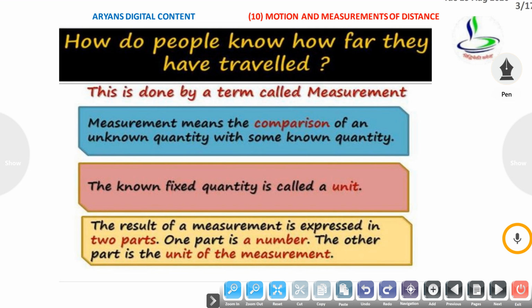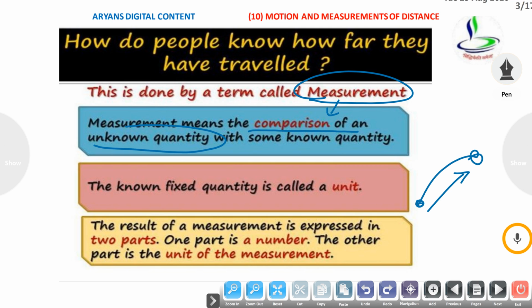How do people know how far they have travelled? The question is, if we travelled from one location to another location, how will we get to know how much distance we have travelled? For this, we have to do measurement. What is this measurement? Measurement is comparison of an unknown quantity with a known quantity. And this known quantity is the unit.